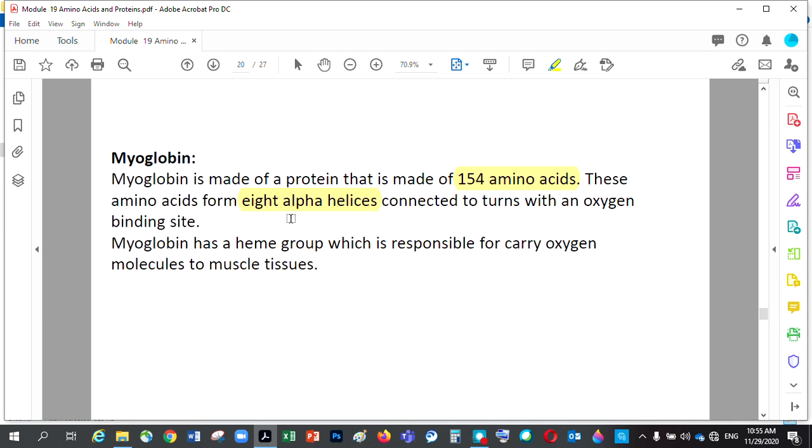Myoglobin has 8 alpha chains connected together by turns, with an oxygen binding site. So there is an oxygen binding site. Myoglobin has a heme group as well, which is responsible for carrying oxygen molecules to the muscle tissues.